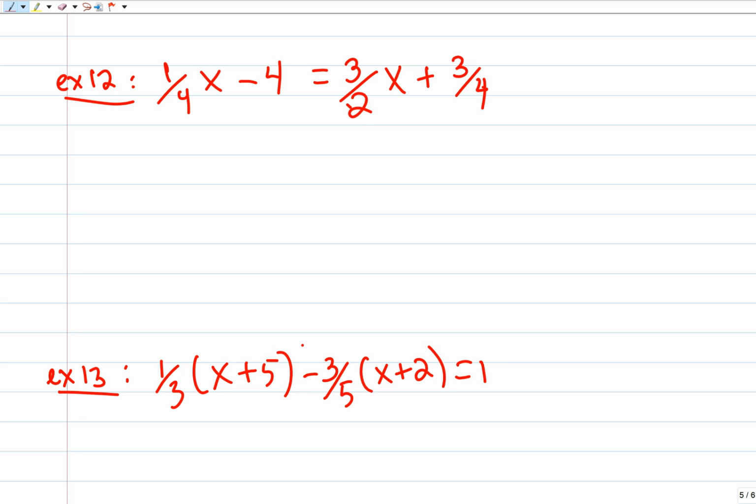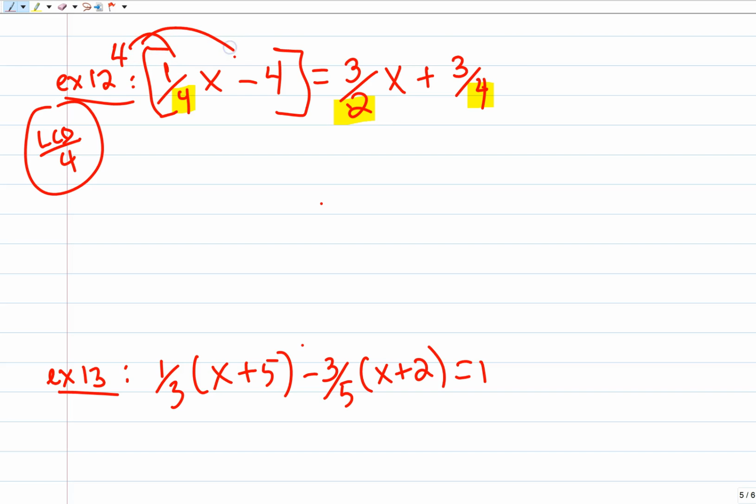Okay. Look at all the denominators. Can you find a number that those could all become? There you go. And then let's be clear. I don't want to make them all the same. I'd rather get rid of the fractions. So if the least common denominator is 4, what am I going to do with that 4? This whole side gets multiplied by 4. This whole side gets multiplied by 4. Every term gets multiplied by 4.